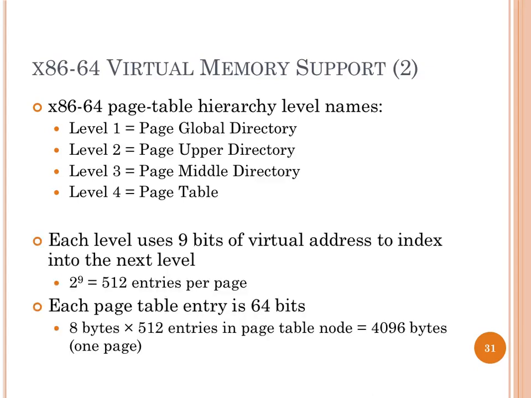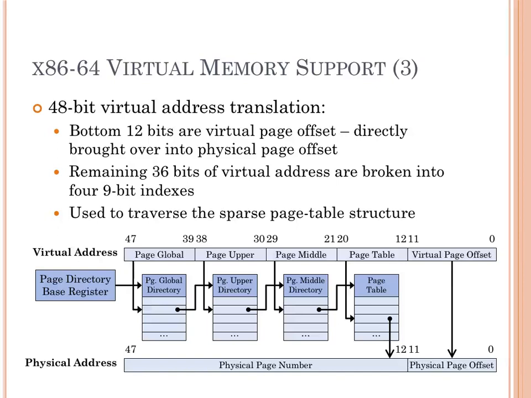Let me see what this is doing. I have a picture here somewhere. I think it's on the next slide. Level 1, page global directory. That's the single node that is the root of everything. If you have an entry for a particular address range, then the next level is the page upper directory. Again, if you have entries below that, then it would be the page middle directory. And then the final level is the page table. Okay? So it looks something like this.